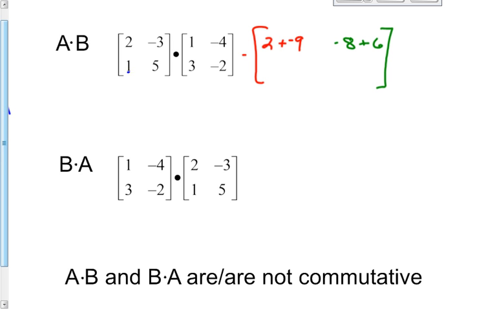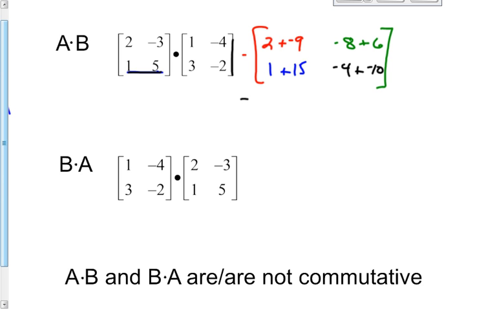I'm going to multiply the second line, second row, with the first column. 1 times 1 plus, slide over, slide down, 5 times 3, 15. And now I'm going to move to the last column. So it's the last row, last column. 1 times negative 4 plus 5 times negative 2.